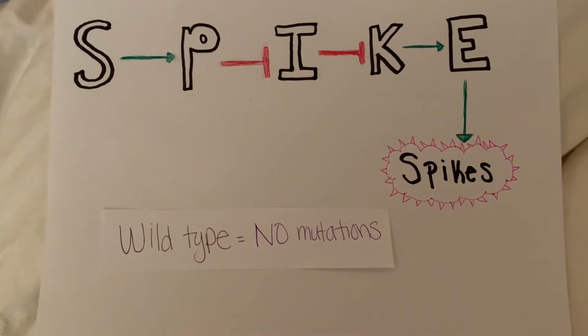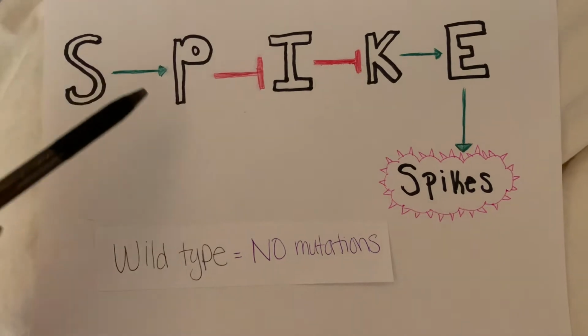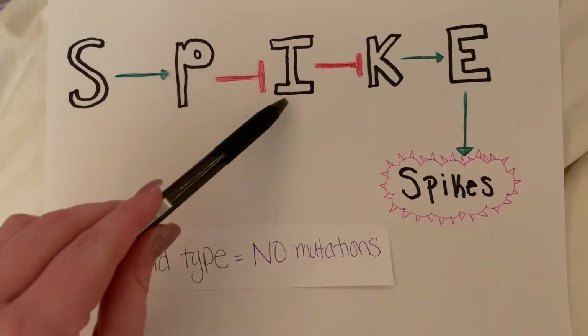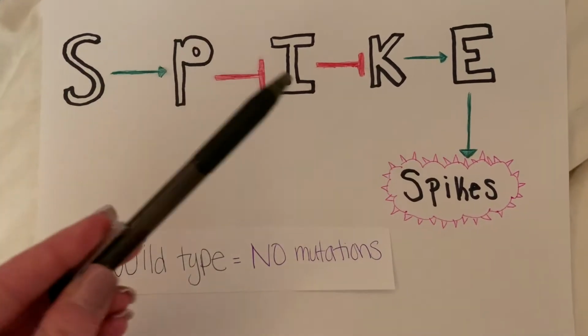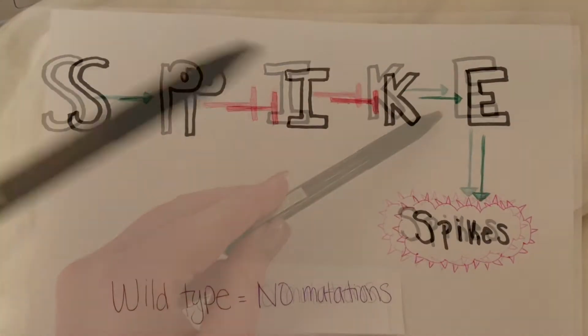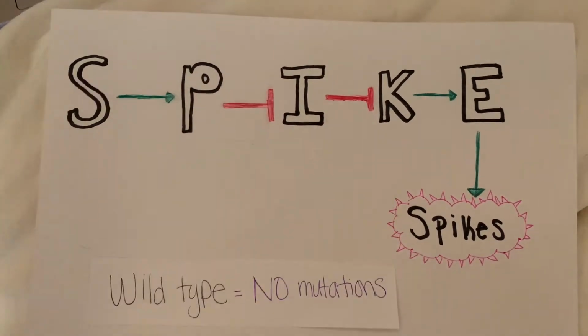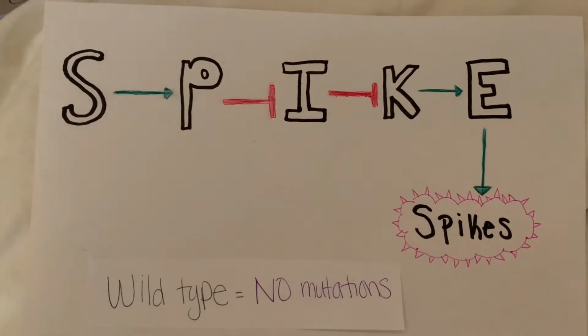In this wild-type developmental pathway that all thorny dragons have, the S promotes the P, then the P will block the I, and since the I is blocked, so is not blocking the K, and then the K is able to promote the E. Since the K is able to promote the E, the E is then able to promote the spikes in the dragons. And all the dragons will have spikes.